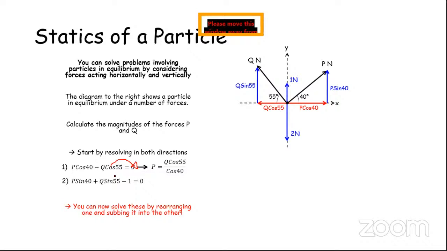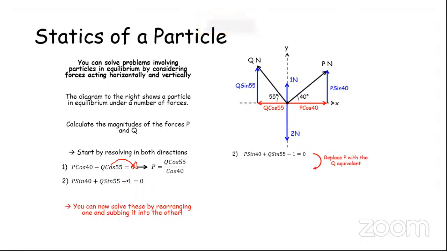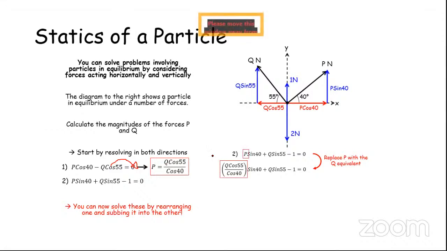So after that, we are going to substitute the P in equation 2. In equation 2, we replace P with the Q equivalent. Where there is P, we substitute the whole of this value to give us Q cos of 55 divided by cos of 40, times sine of 40, plus this minus 1 is equal to 0. After that, we multiply all those terms by cos of 40, because it is in a fraction.